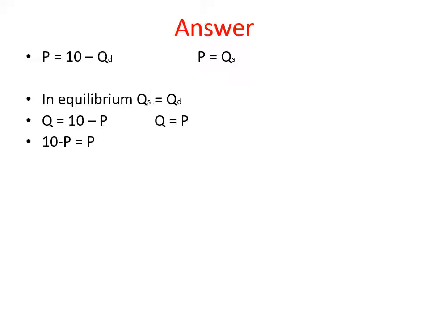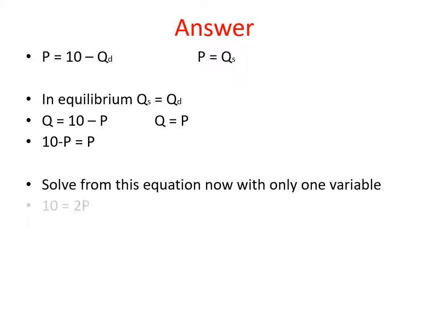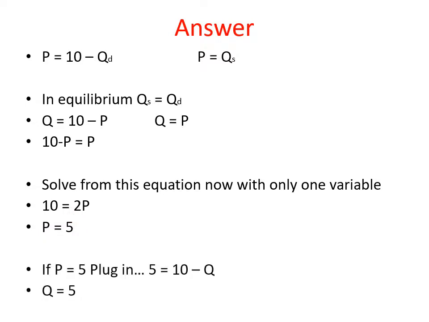So we have 10 minus P equals P. And then from this, with only one variable, now we can actually solve the equation, right? We get 10 is equal to 2P, and then P equals 5. So you have a price of 5. And now that you know your price, you can plug it back into the equations that you have. So let's take this answer and plug it back into this equation and figure out what our quantity is. If price equals 5, plug it back into that demand function, and we can see that quantity also equals 5. And so we've solved our first problem.